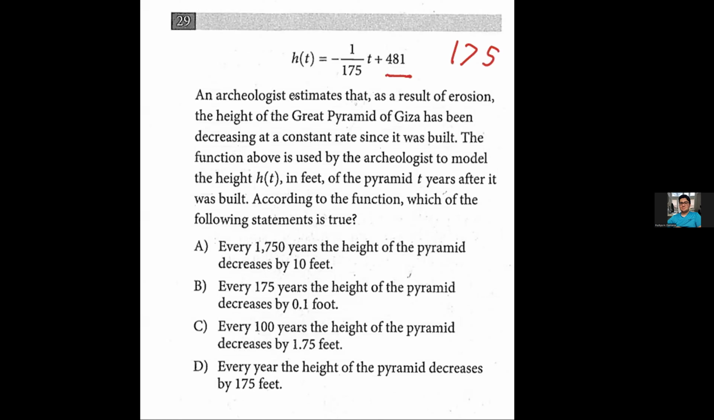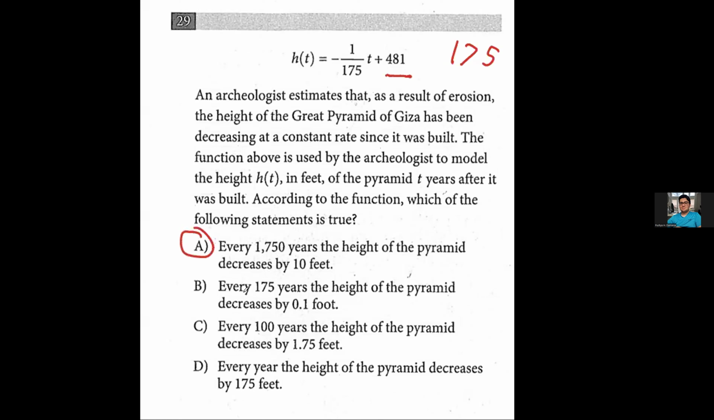We're told it's the Pyramid of Giza, and this is the height in feet. So the base value is the height, and t is years. According to the function, which of the following statements is true? Every 1,750 years, we would just add another 0 here, so this would decrease by 10 feet. So the height of the pyramid decreases by 10 feet. That is correct, so the correct answer is A.